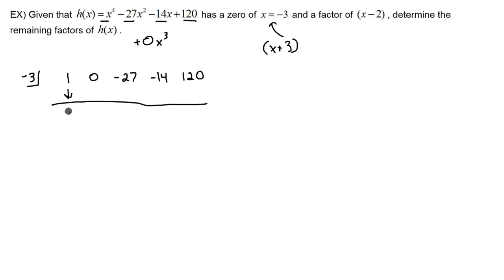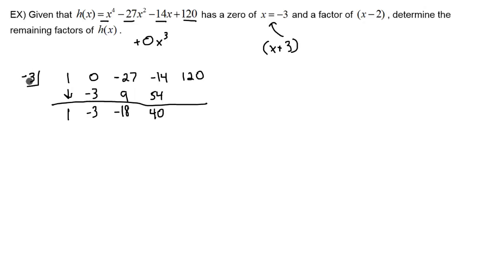I draw my line, I'm going to drop down 1, and I start the whole synthetic division process. Negative 3 times 1 is negative 3. Add these together, I get negative 3. Negative 3 times negative 3 is 9. I add these together and I get negative 18. Negative 3 times negative 18 is a positive 54. I could add these together and I just get a positive 40.